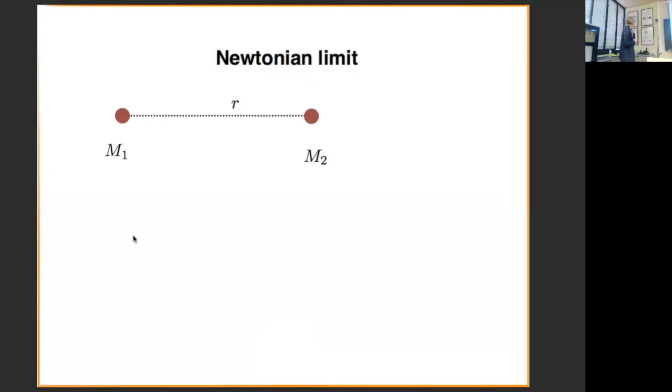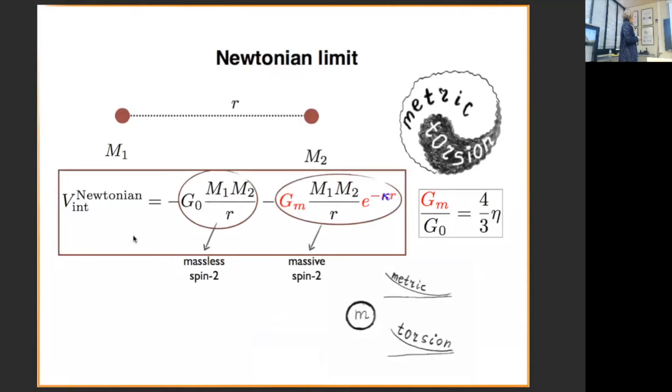objects like planets, or from something which is described by Newtonian limits. And the gravitational potential looks like this. So we have a usual term and a Yukawa term.